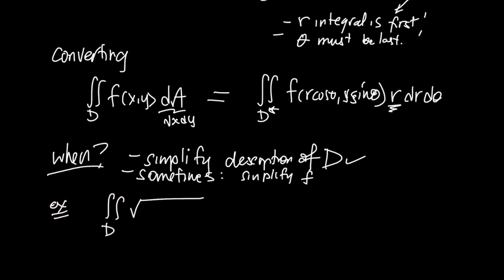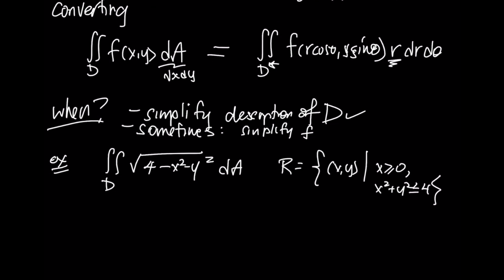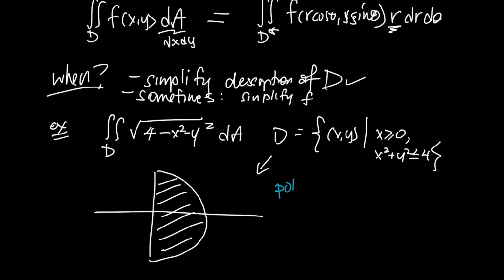So let's say we integrate 4 minus x squared minus y squared dA, and this is our region of integration given to us in Cartesian coordinates. Based on the description here, this region of integration turns out to be this semicircle, and it's everything inside there. In polar coordinates, what we've got is a circle that goes from 0 to 2 in radius, also going from negative pi over 2 to positive pi over 2 in angle. So it's quite straightforward to describe it there.